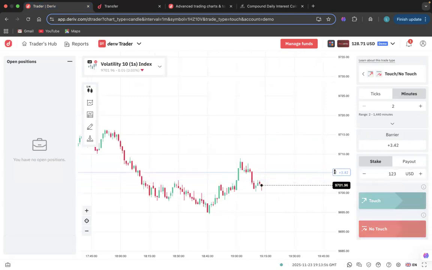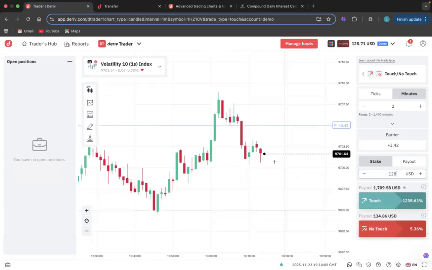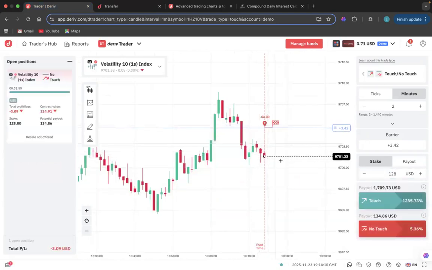We're just going to drag this here and target our 5%. This is 5.36, which is perfect. So we're going to change this to 128. Now we're going to wait for this current candle to give us a push to the downside. That's giving us that push, and then we're going to enter the trade. Look at our duration: it is 2 minutes, so we're just going to wait for the countdown.